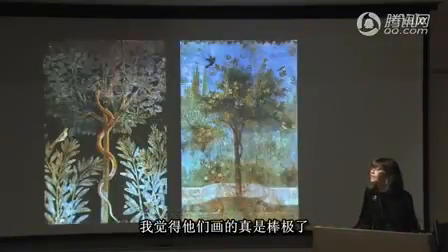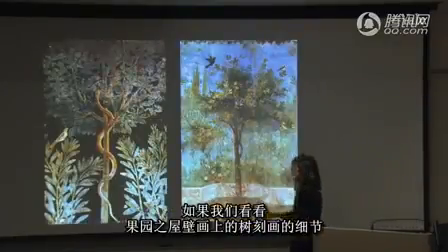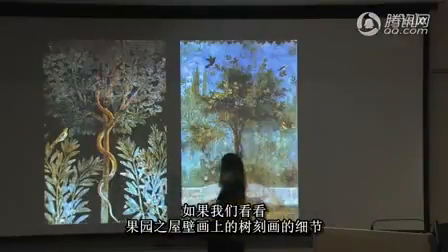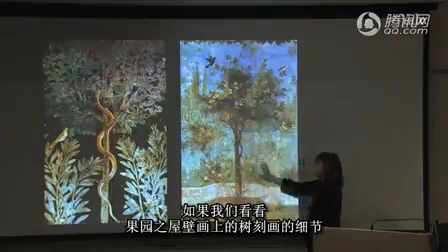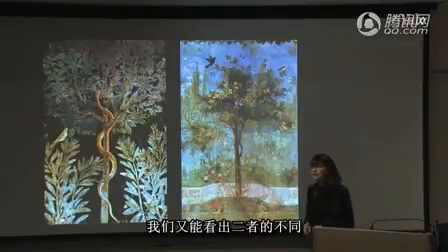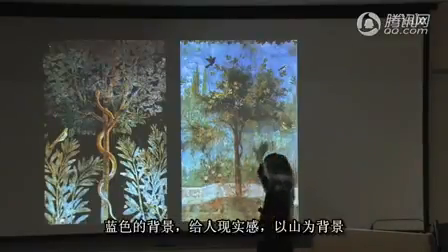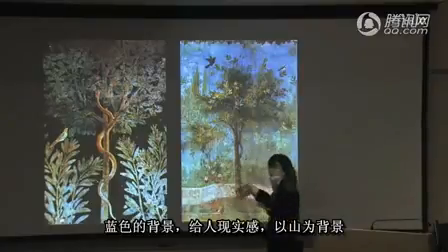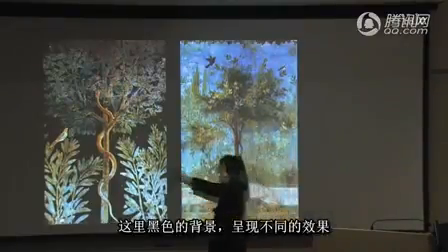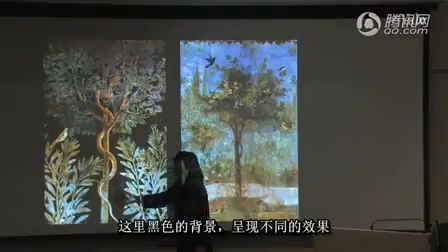And if we look at a detail of the wall in the Casa del Frutteto over here, and a detail of a tree from Livia's villa at Prima Porta, I think we again see the differences between the two. Blue background, which gives us a sense of reality here, mountains in the background, as you'll remember. A black background here gives a very different effect.